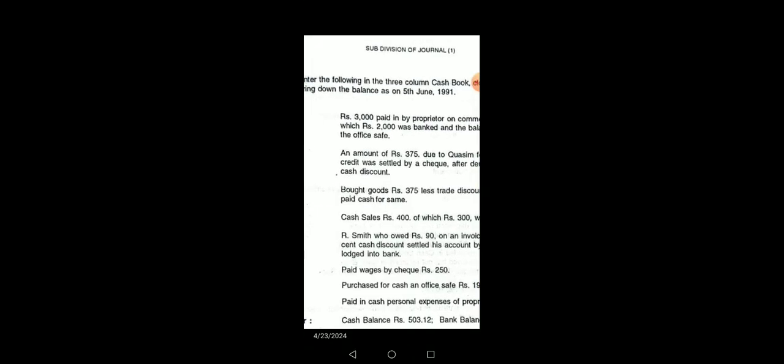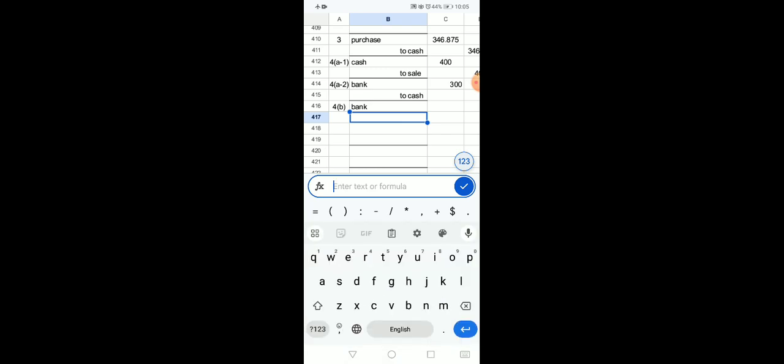What had happened, you have received a check from R. Smith, and as earlier we have decided, R. Smith is your account receivable because he owed amount. R. Smith was your account receivable, and we have received a check. No matter which medium has been used, whether it is cash, bank, draft, or whatever, you have received amount from your account receivable. That means he is no more your account receivable, so your asset has been decreased. So you were supposed to write the name of your account receivable, that means R. Smith, on the credit side.